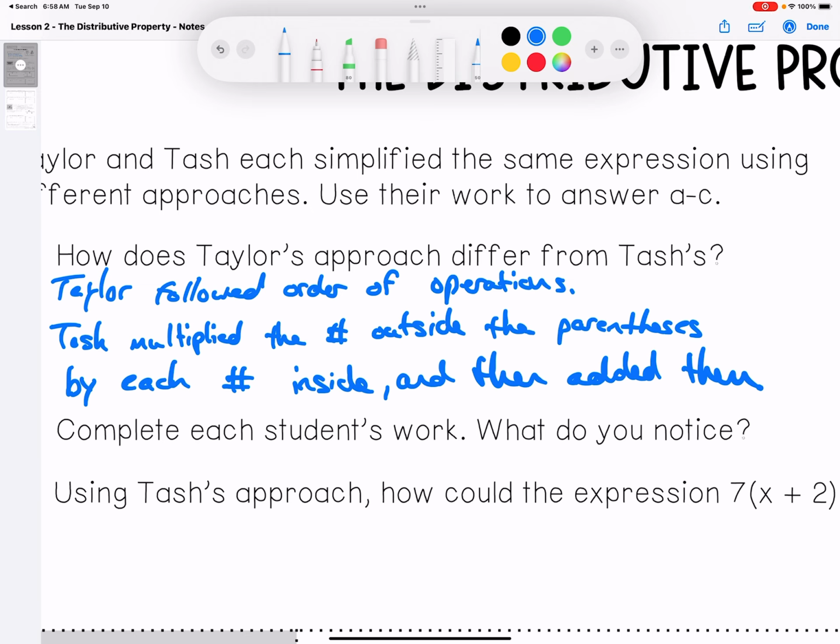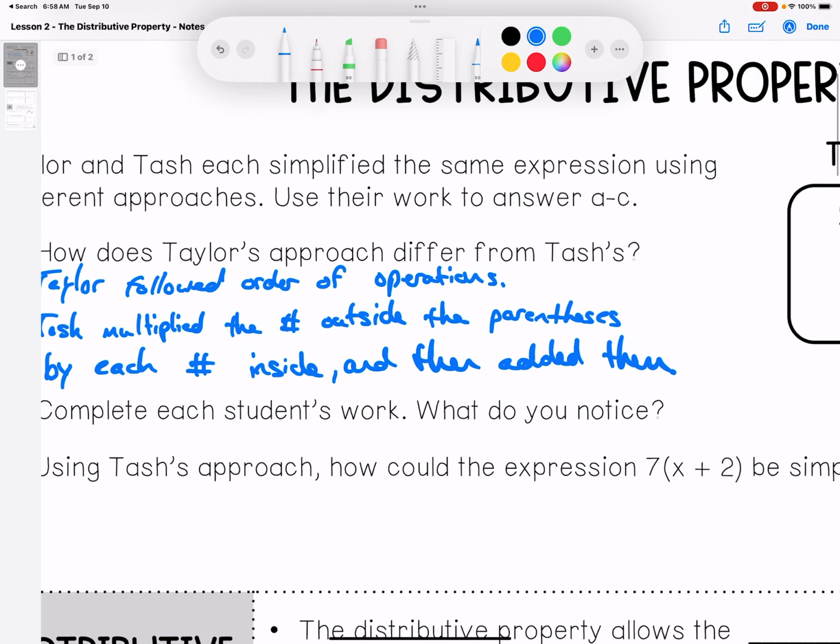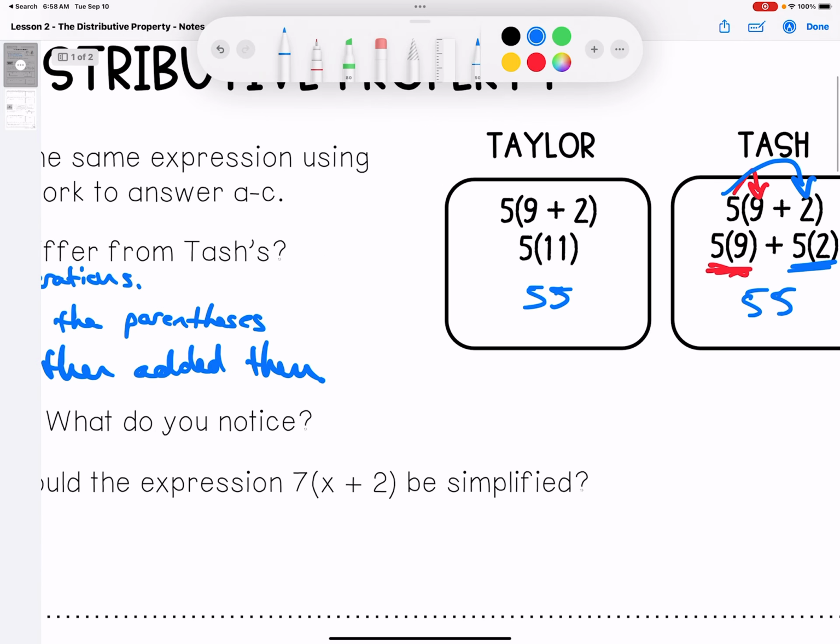All right. Complete each student's work, and what do you notice? I've already done that for us. And what did we notice? They both come to 55.